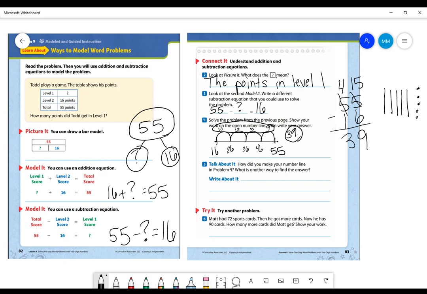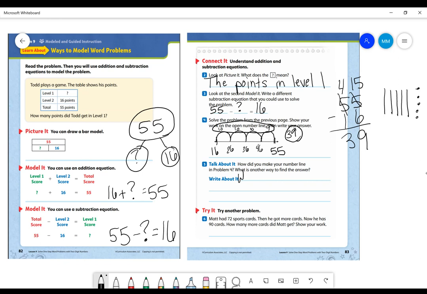All right, let's look at number 5. It says, talk about it. How did you make your number line in problem 4? What is another way to find the answer? So, how did Miss Mason, or you, maybe you did the same thing as Miss Mason, how did we show our work on our number line?